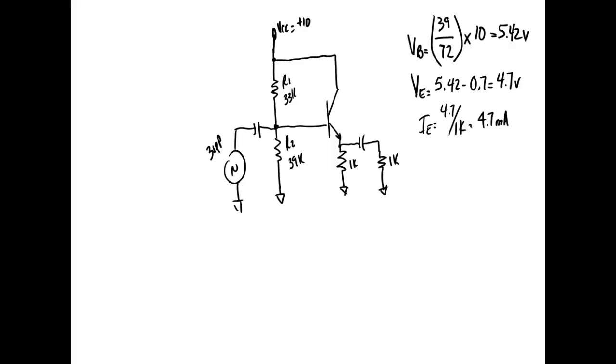Are we okay? VB, VE, IE, voltage collector to emitter. Voltage collector to emitter is going to equal what? What's the voltage on the collector? 10 volts minus the voltage on the emitter, 4.7 volts. Oops, it should equal what? Yeah, I'm sorry.